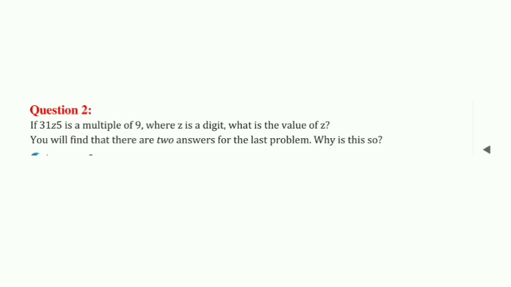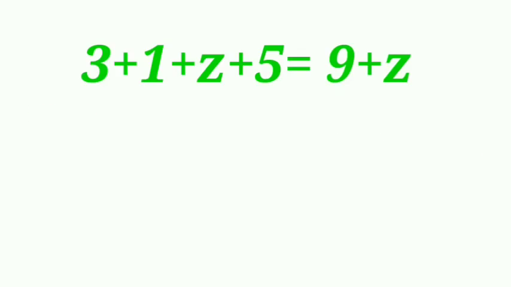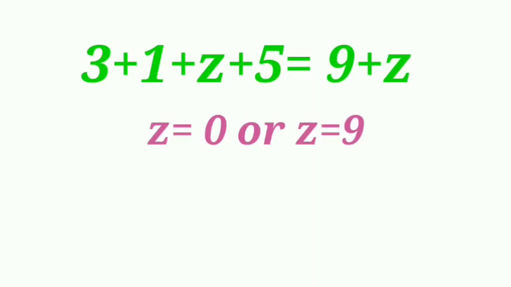Second question: if 31z5 is a multiple of 9 where z is a digit, what is the value of z? You will find that there are two answers for this problem. Why is this so? Here if we add the digits 3 plus 1 plus z plus 5, we will get 9 plus z. So in place of z, you can write here 0 or else you can write 9.